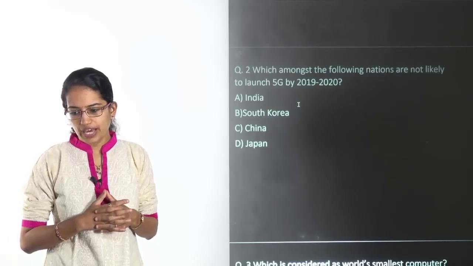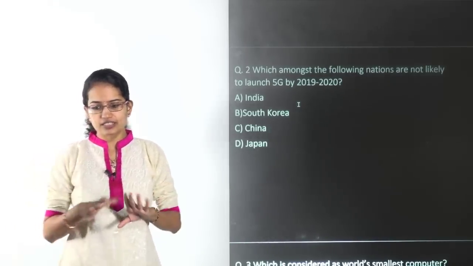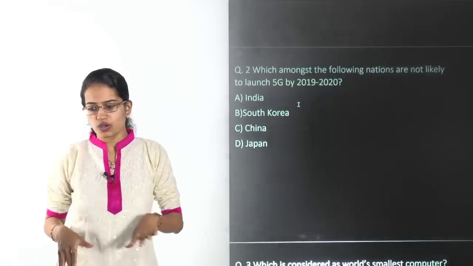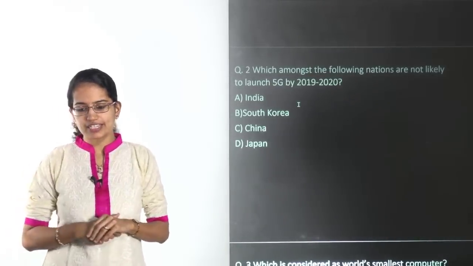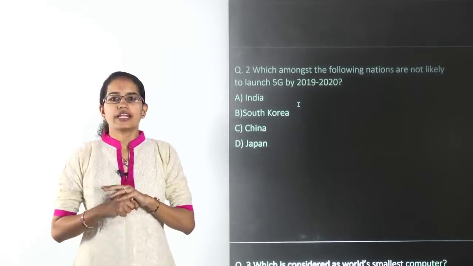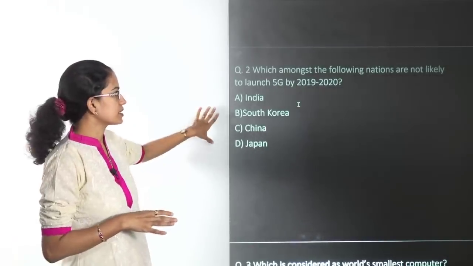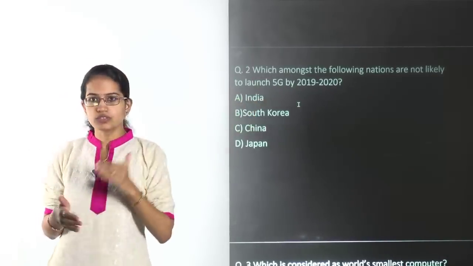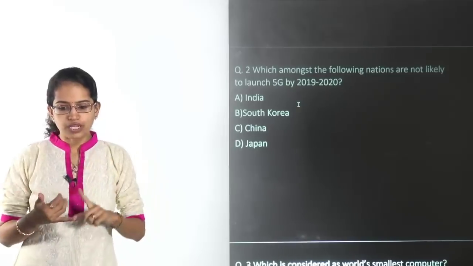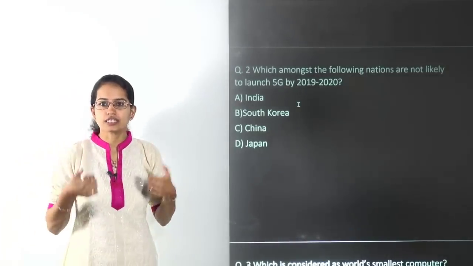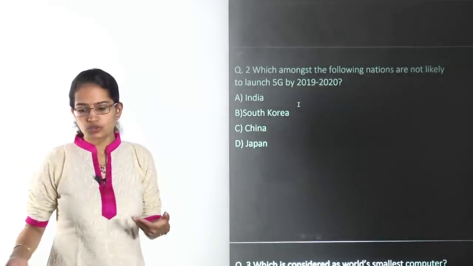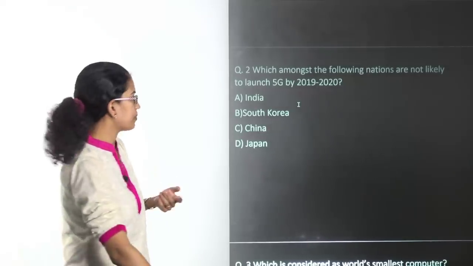So you would have the four nations which are set to launch it. So yes, you have the right answer now. So India is the answer. India is not amongst the nations that would be launching it in 2019. So we have South Korea, Japan, China and USA, which are considered as the leaders and would be the first to launch the 5G. So a very important question.